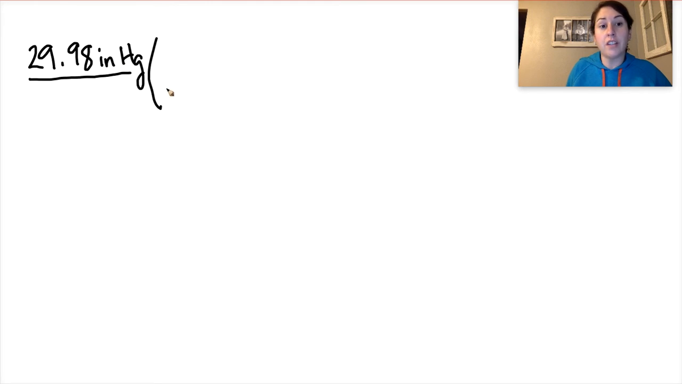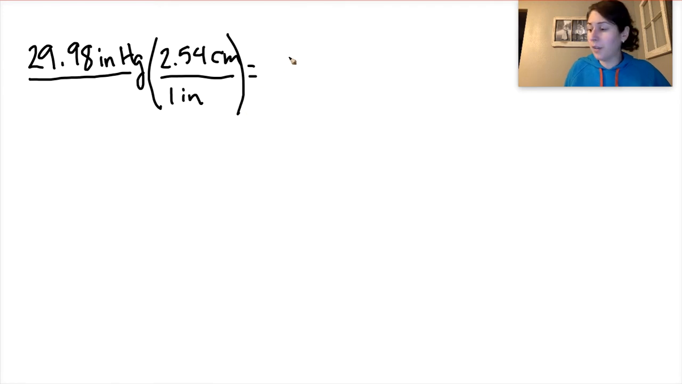So if we actually wanted to know what this was in all of the other units, well, we could convert our inches into centimeters. So we know that there's 2.54 centimeters in 1 inch. Okay, so I can do a conversion here. And when I do that, I end up with 76.15 centimeters of mercury, but I want to know millimeters of mercury before I can go on.